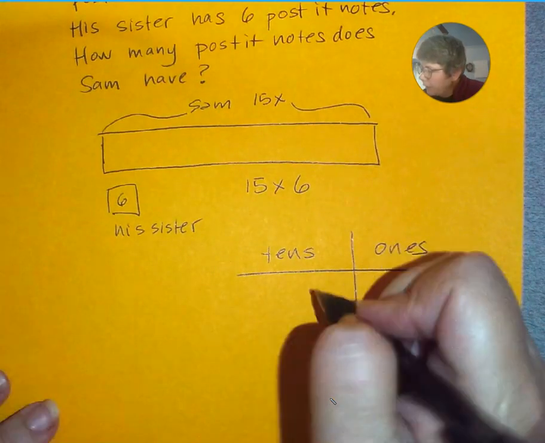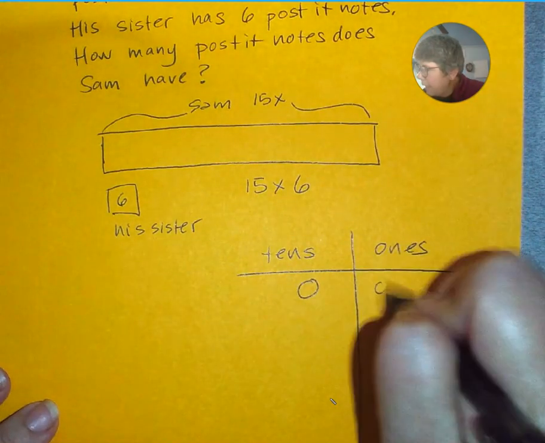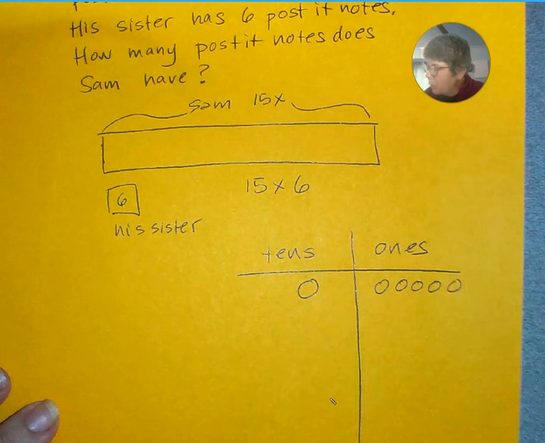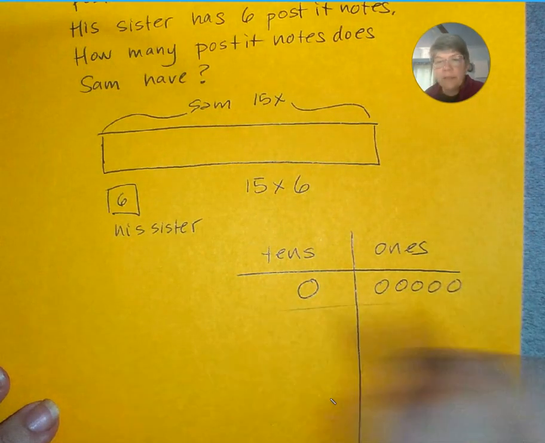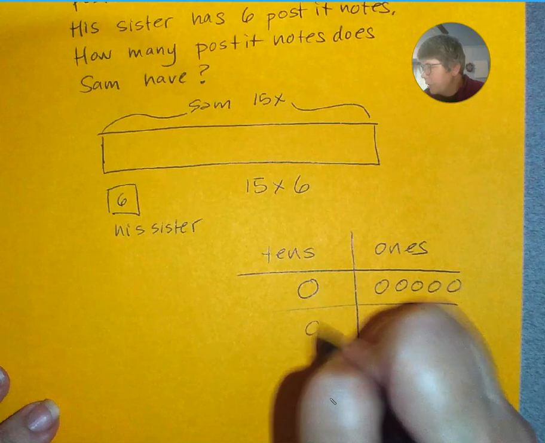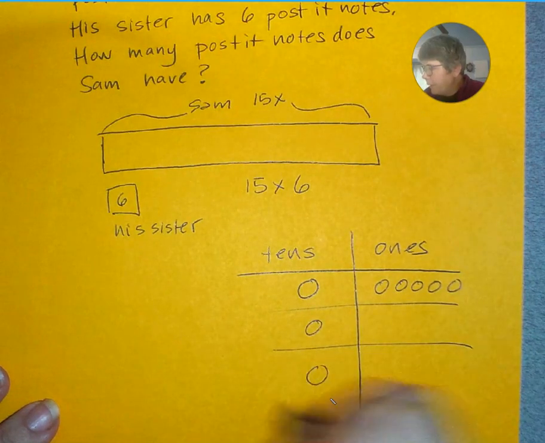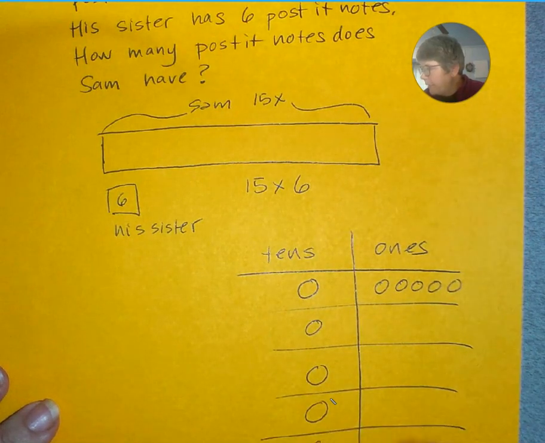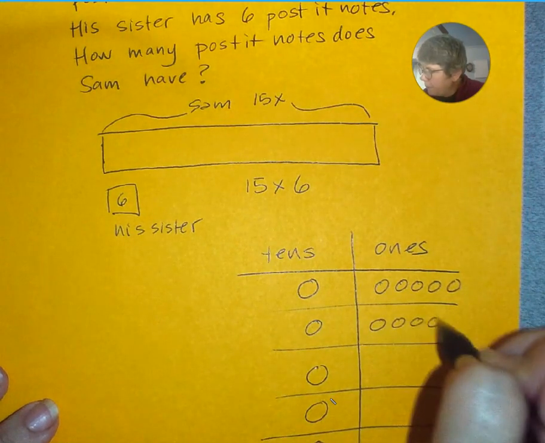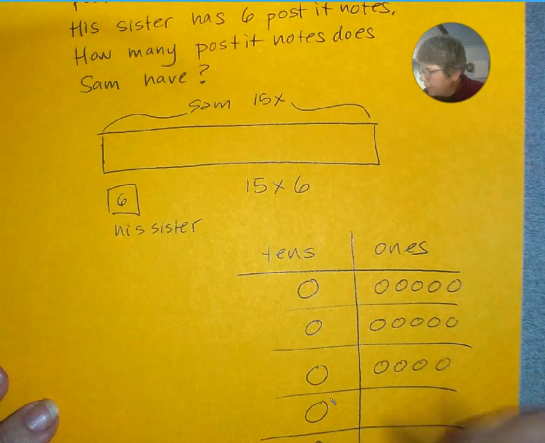So 15, 1 ten, and 5 ones. That's 1. And I could draw a little line there if that helps me. 1, 2, 3, 4, 5, 6, right? And then 5, 5.